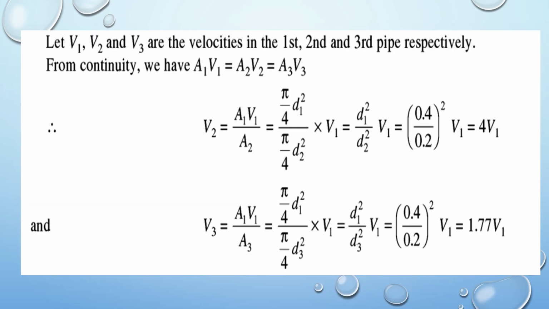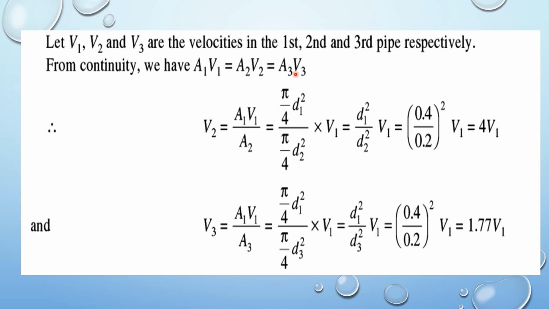So we have already said that for compound pipes or pipes in series, the discharge will be the same for all three pipes, or in other words we can write A1 V1 is equal to A2 V2, which is equal to A3 V3. So if V1, V2 and V3 are the velocities in the first, second and third pipe, we can write Q is A1 V1, which is equal to A2 V2, which is equal to A3 V3.